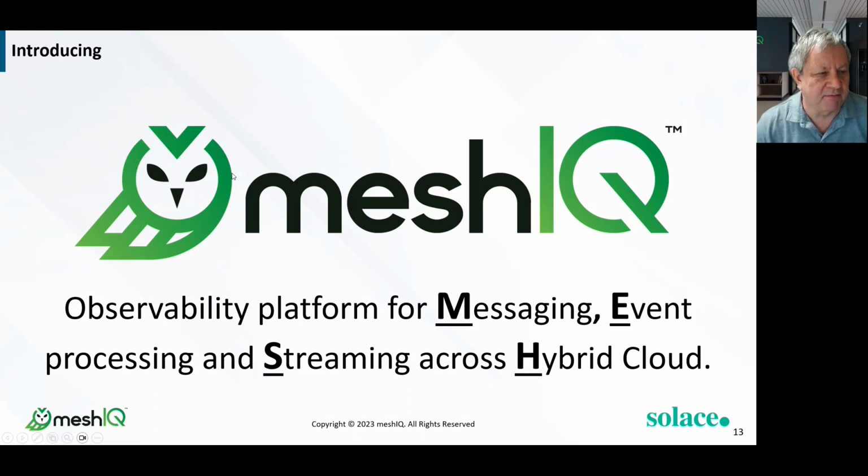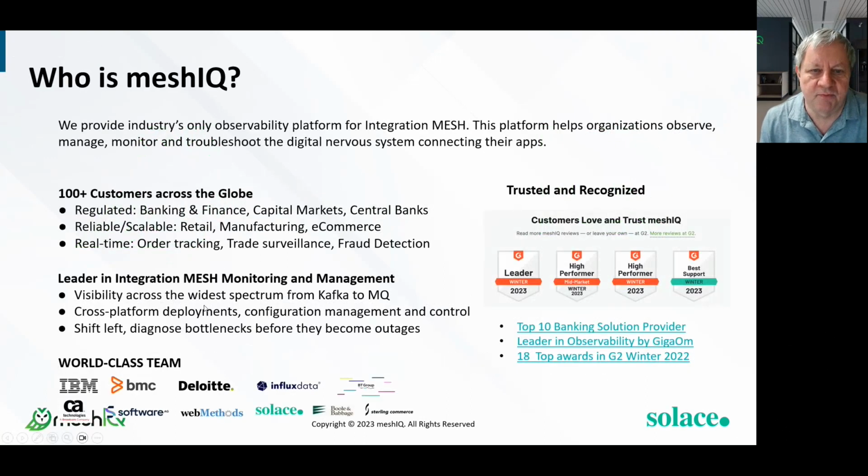And I'll talk a little bit about meshIQ for those of you who are not familiar with us. meshIQ is an observability platform that was built for the mesh. And in fact, our name signifies that we are interested in messaging, event processing, streaming, and the hybrid cloud. We have 100+ customers across the globe. We are a leader in the monitoring and the management and administration of the mesh. And we have been recognized in a number of different categories around the mesh.